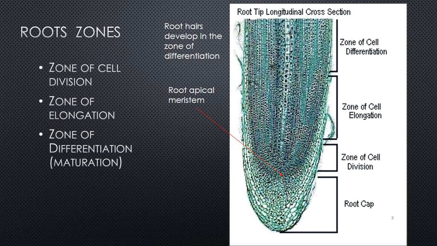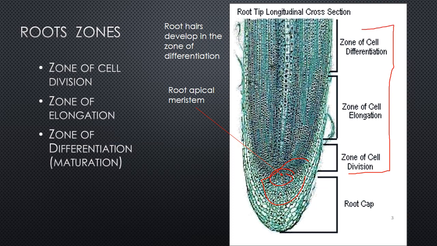So every root has 3 zones. There is the zone of cell division, zone of elongation, and the zone of differentiation. So on our image here, when we talk about the root apical meristem, that's going to be right here. That is where the zone of cell division happens. This root cap is mostly for protection. It does serve another purpose that we're going to get into in detail much later. But for our purposes, we're looking at these 3 zones right here.